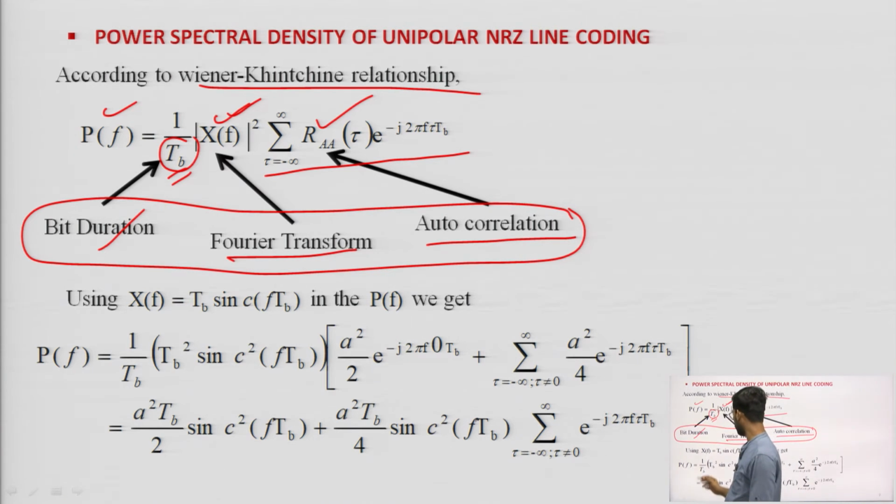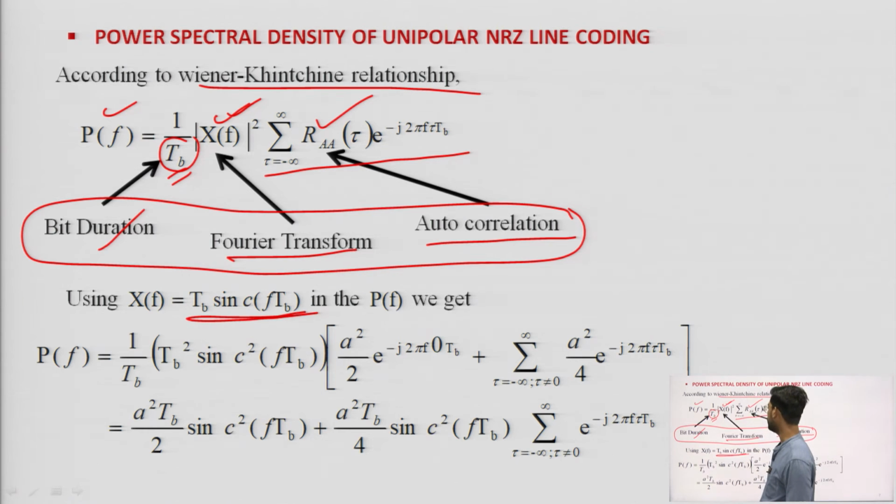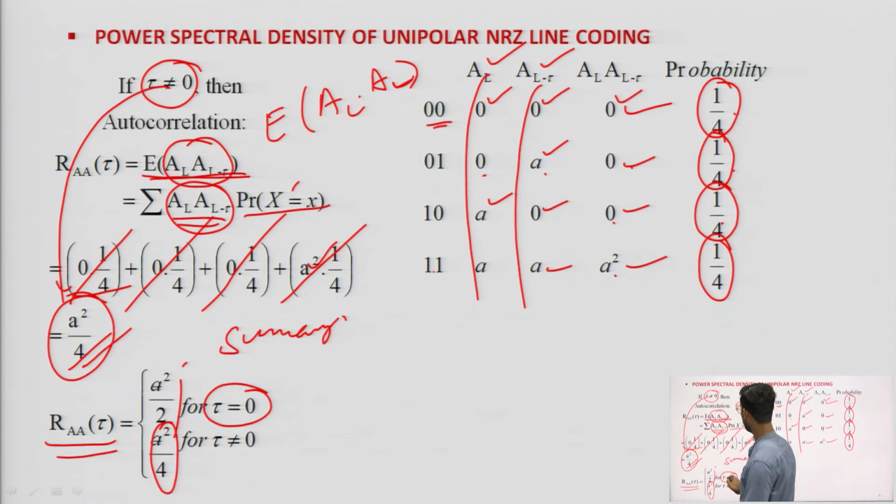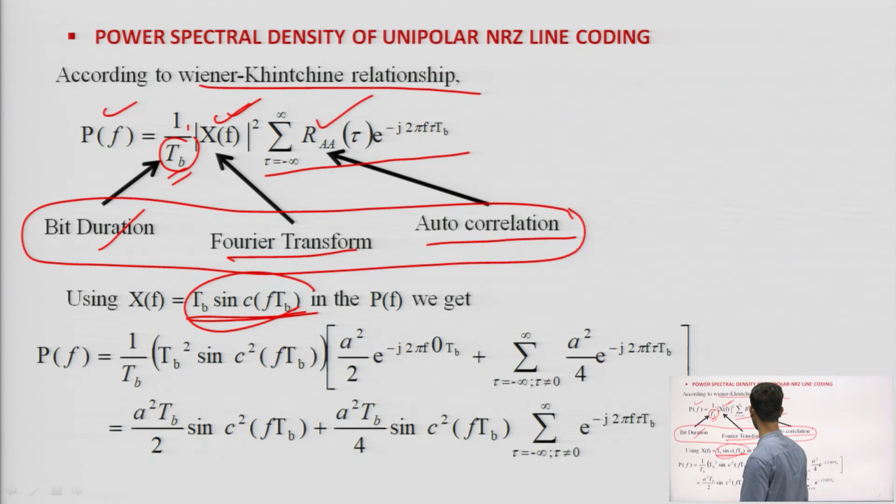Okay. So, we have calculated in the first slide that X of f equals TB sinc f TB. So, we will get 1 by TB, and then X of f squared is TB square sinc square f TB, multiplied by RA of tau. So, RA of tau is how much? We have already seen, this is A square by 2 for tau equal to 0, and A square by 4 when tau is not equal to 0.